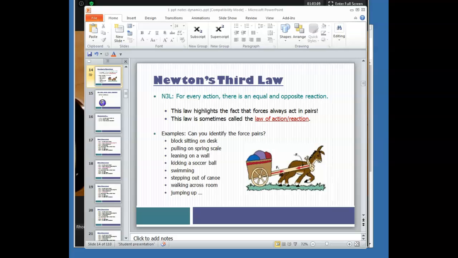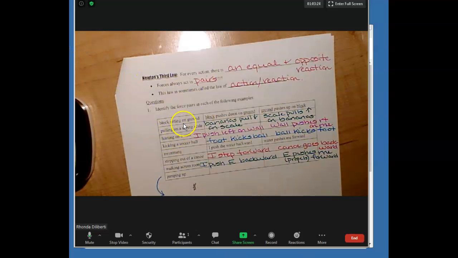This law is sometimes called the law of action/reaction. Law of action, reaction. All right, I want to go through some examples of some of the complementary force pairs. And so to do that, we're going to go back to our notes here.